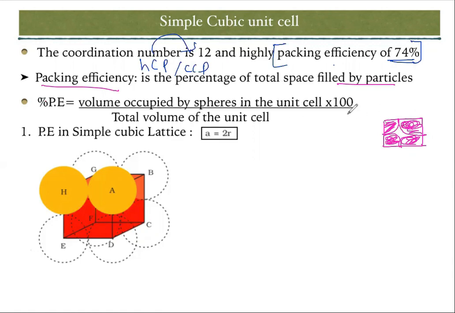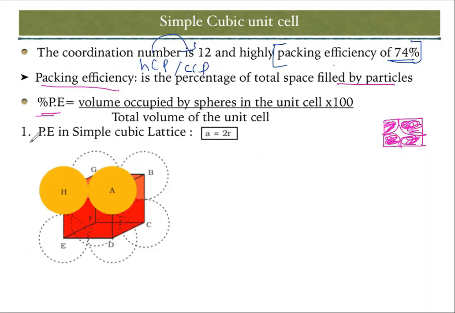So this we can relate in three dimensions, that is, percentage of packing efficiency, which can be calculated as the volume occupied by the spheres in the unit cell times 100, divided by the total volume covered by the unit cell. Now let us calculate the packing efficiency in different unit cells.